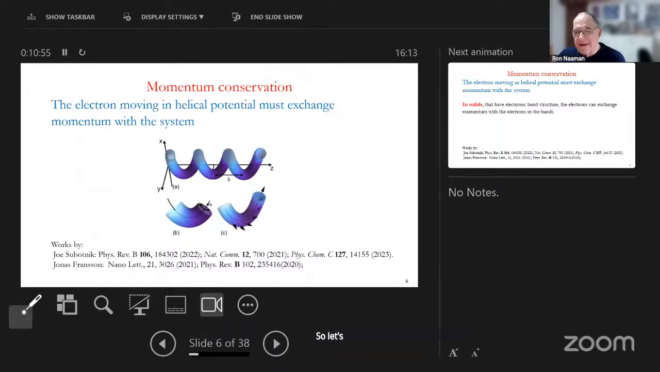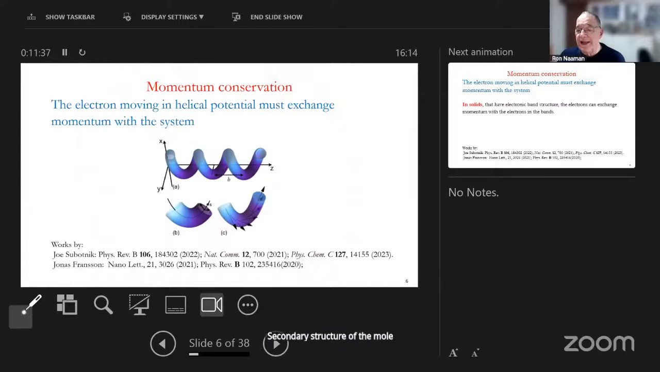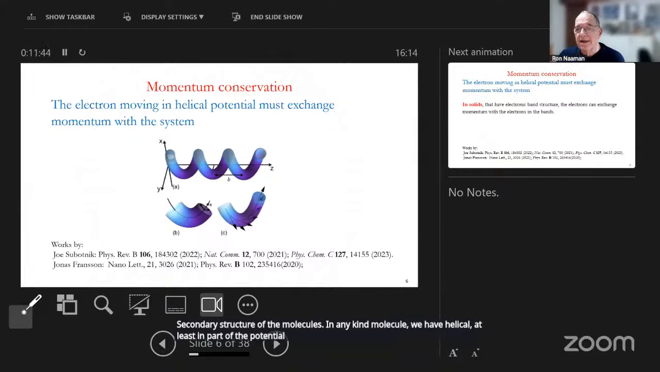So let's think about an electron moving through a helical potential. You should appreciate that even if the secondary structure of the system is not helical, if you have even a single carbon atom with four different groups attached to it, then if we follow the electronegativity of these atoms, we get a helical electrostatic potential. So a helical electrostatic potential does not require secondary structure of the molecule. In any chiral molecule, at least part of the potential is helical.